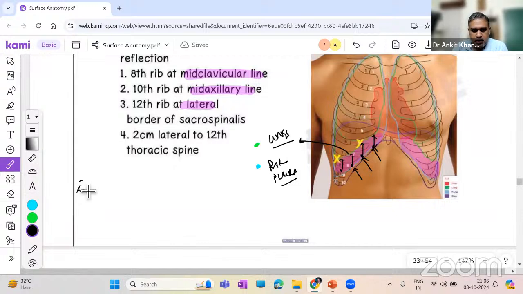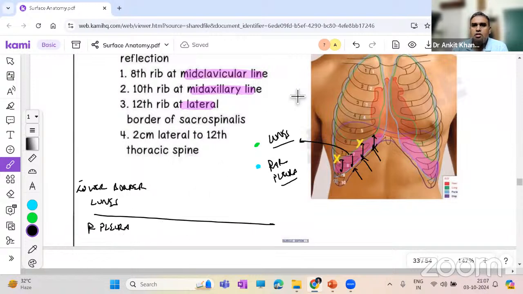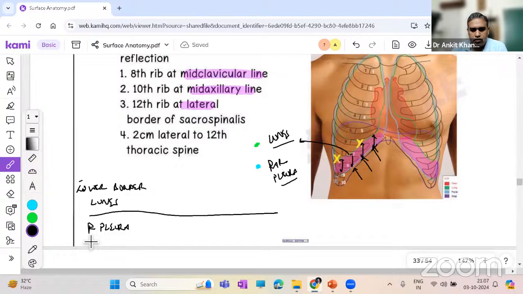This over here, I am writing the lower border. Lower border of what? Of lungs and lower border of parietal pleura. These are 2 statements, and we draw a line between them. We also draw a line between them. Let me make it a bit more horizontal. Okay, line over here. Lower border of lungs and lower border of pleura.